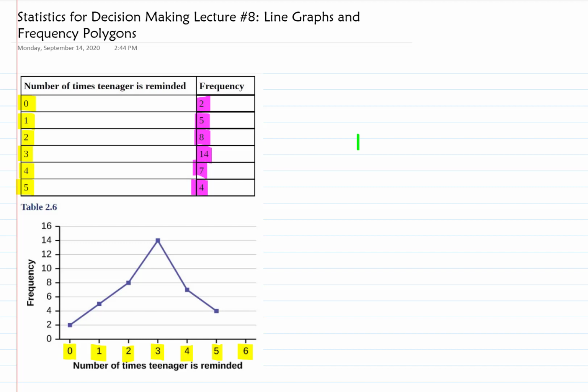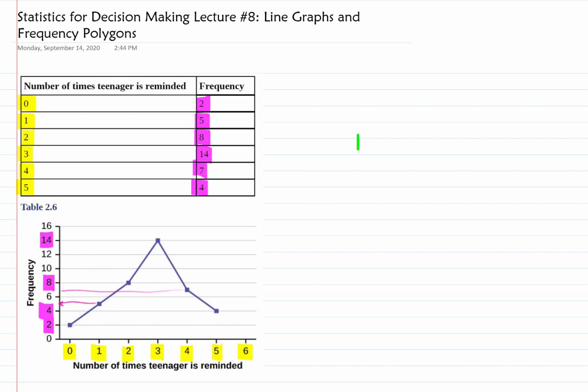So 0 showed up twice. 1 showed up 5 times, which is actually not on the graph, I mean, not on the axis, because they only listed the even numbers. But you see that right there would be 5. 2 showed up 8 times. 3 showed up 14 times. 4 showed up 7 times, and 5 showed up 4 times.